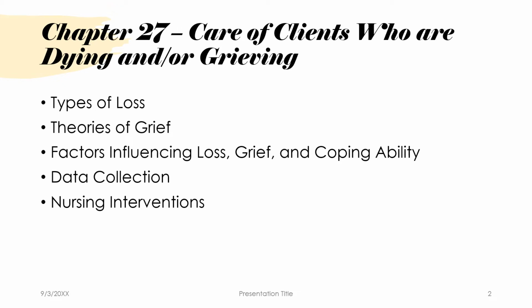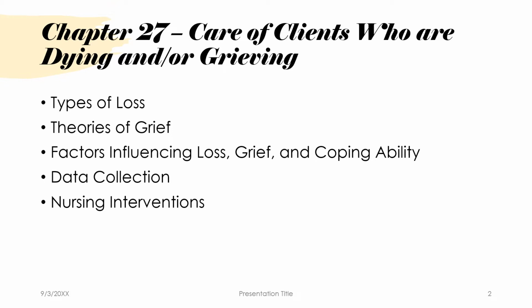There is a necessary loss. This is part of the cycle of life. It is anticipated, but it can still be intensely felt. There is an actual loss. This is a loss of a valued person or item. There is a perceived loss. This is any loss defined by a patient that is not very obvious to others.